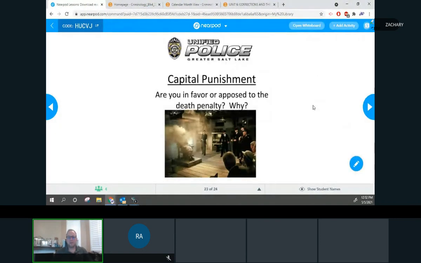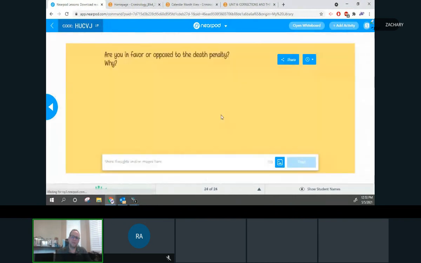Okay, here is another one. Capital punishment. This is a hot topic that people are either in favor of or opposed to, the death penalty, and why. Some people feel that some crimes are so egregious that if you take somebody else's life or multiple people's lives, the death penalty should happen, and others believe that it's completely inhumane and they should just serve a life sentence. But anyways, it would be interesting to hear your opinion on that.